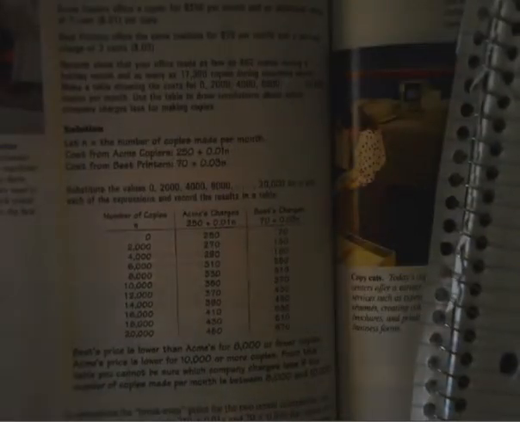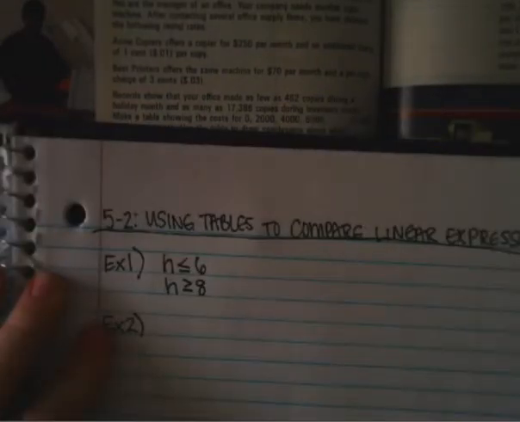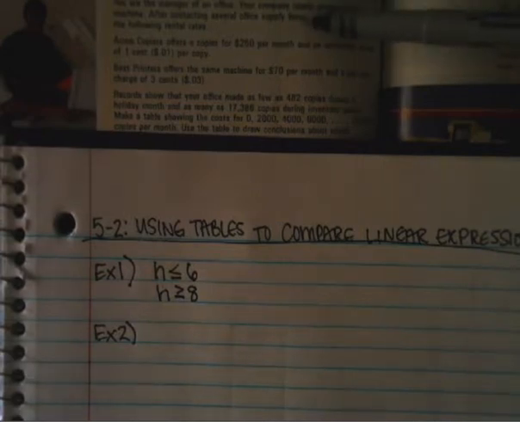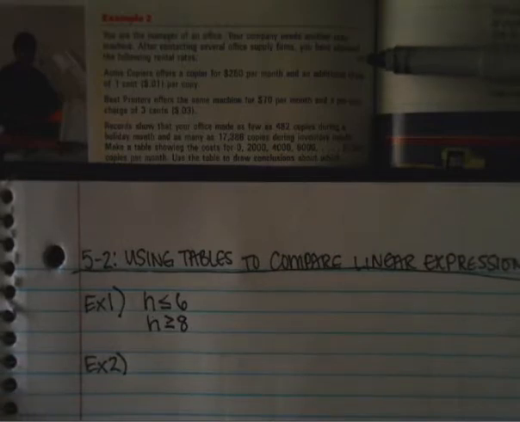This problem is going to be referred to a lot in a lot of examples, in a lot of sections, and even on the test it's referred to again. Okay, so you are a manager at an office. Your company needs another copy machine, and after contacting several office supply firms, you've obtained the following rental rates. Acme Copiers offers a copier for $2.50 a month, and an additional charge of 1 cent per copy.